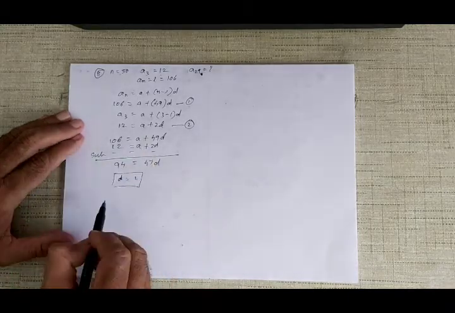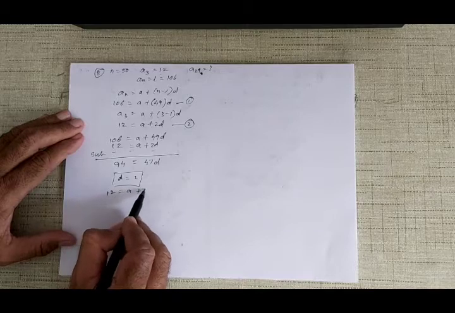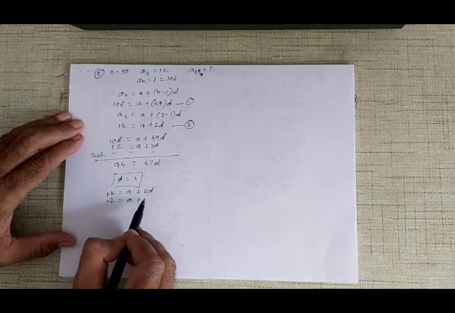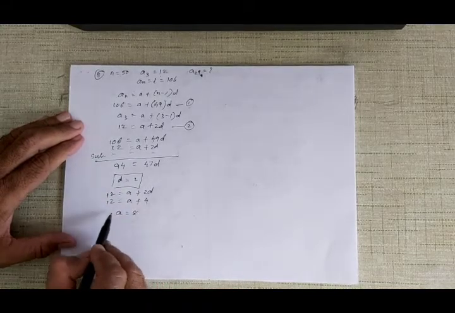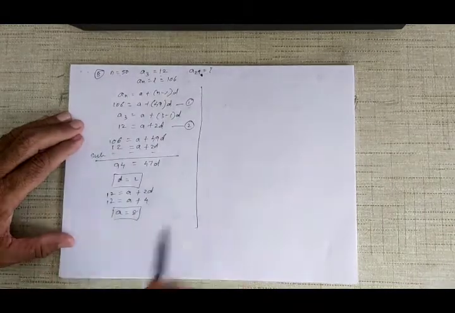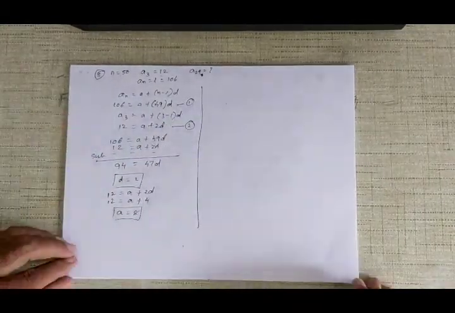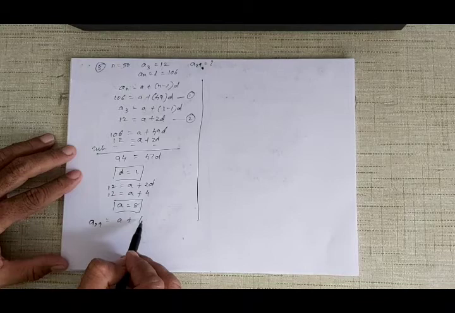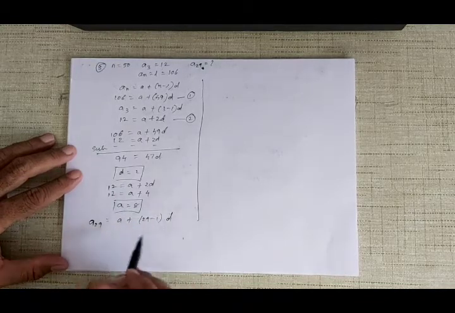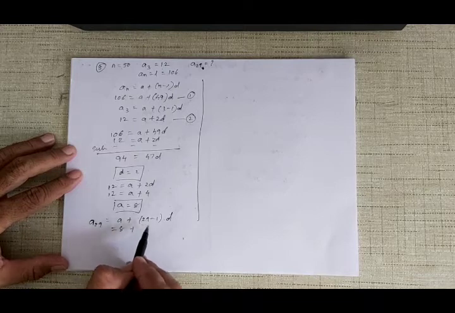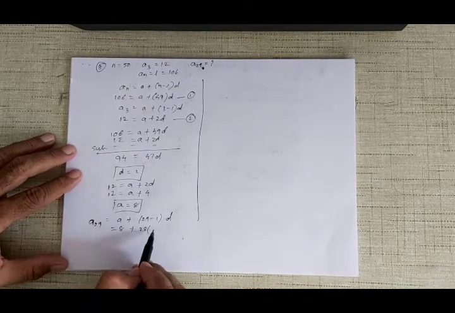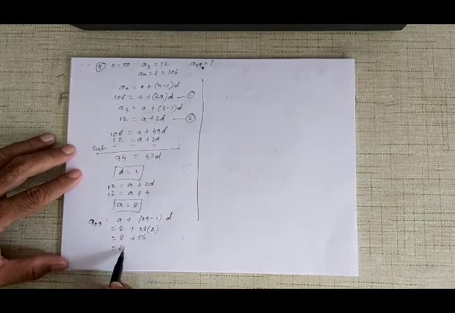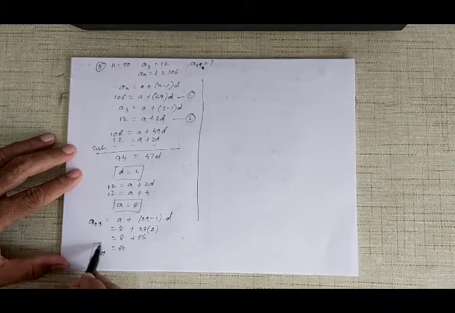Alright, now take any equation. 12 is equal to a plus 2 into d. d is 2. 2 2s are 4. Therefore a is equal to 12 minus 4, that is 8. Okay, now you want to find a of 29. a of 29 is a plus 29 minus 1 into d. a की वैल्यू 8 है. 29 minus 1 is 28 and d की वैल्यू 2. 28 2s are 56. 56 plus 8 is 64. So therefore a of 29 is equal to 64.